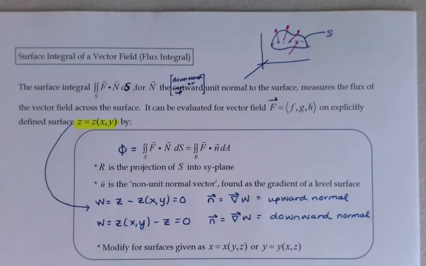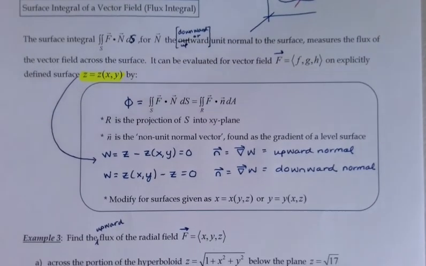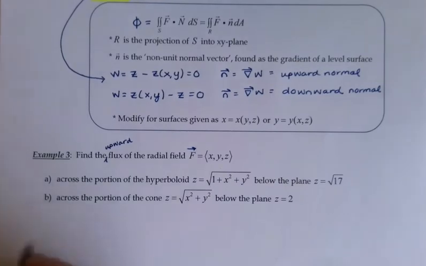So in example 3, I would like to find the upward flux for the radial field, F is equal to xyz, across, first of all, the portion of the hyperboloid, z is equal to the square root of 1 plus x squared plus y squared, below the plane, z equals the square root of 17. So we'll do that part first.